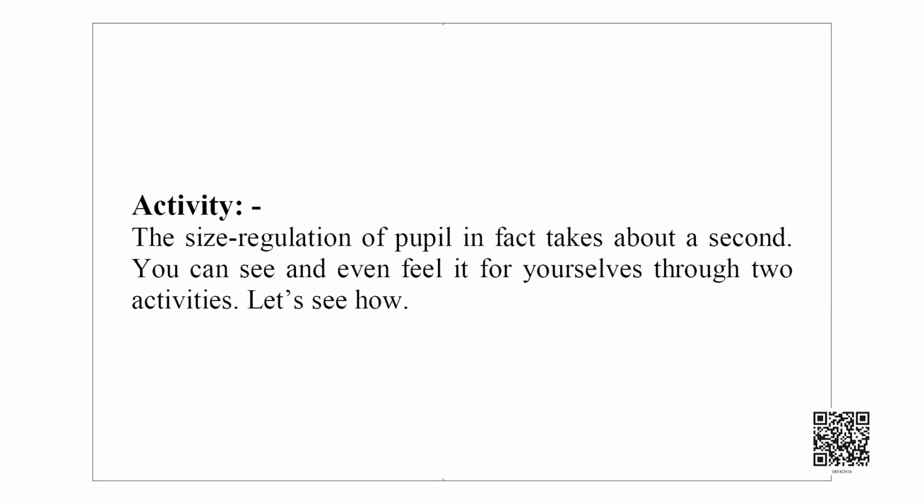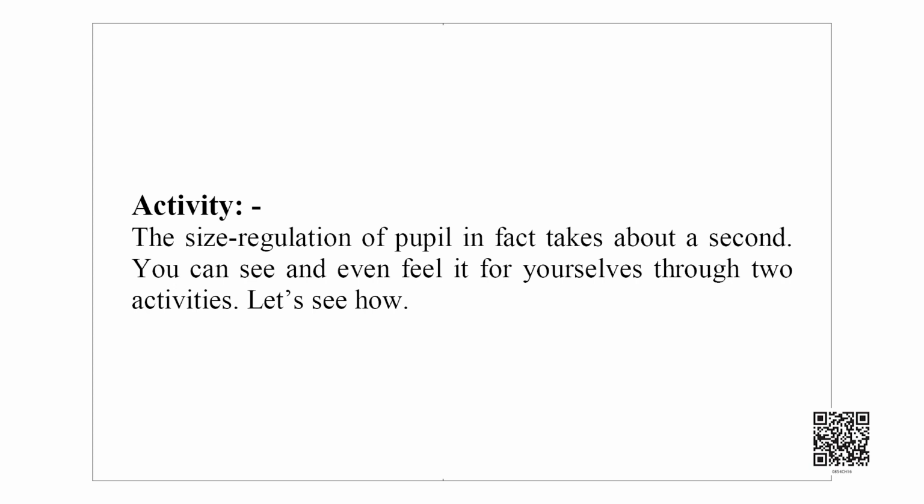When we are in a darker room, the available light is much lesser. So, the pupil has to open larger in size to accommodate more light into it. So, this is how the pupil size changes according to different circumstances. Activity. The size regulation of pupil in fact takes about a second. You can see and even feel it yourselves through 2 activities.